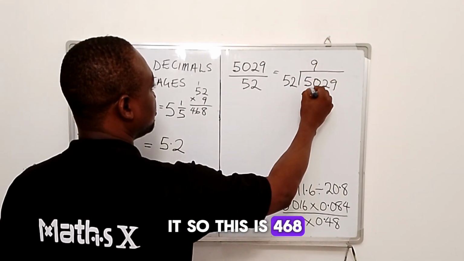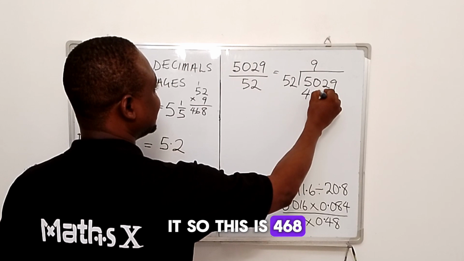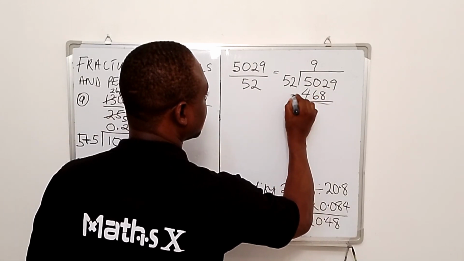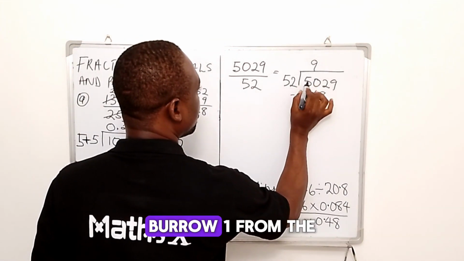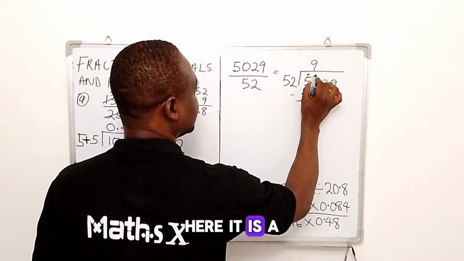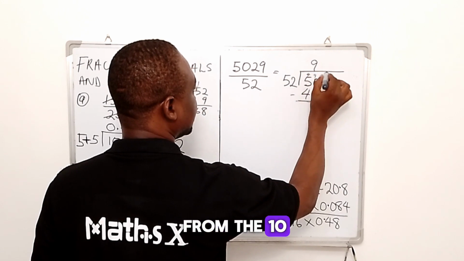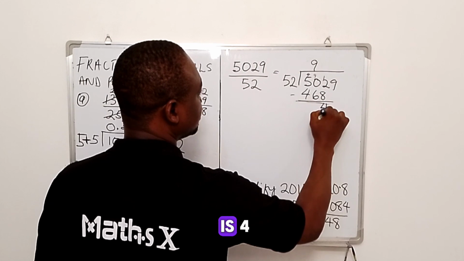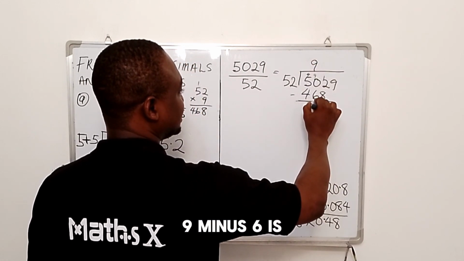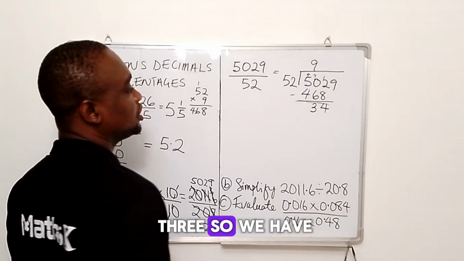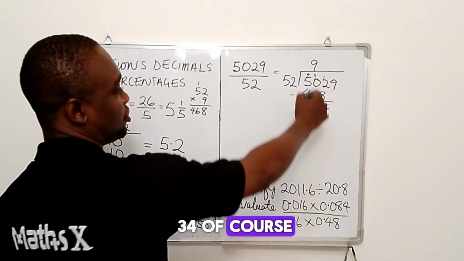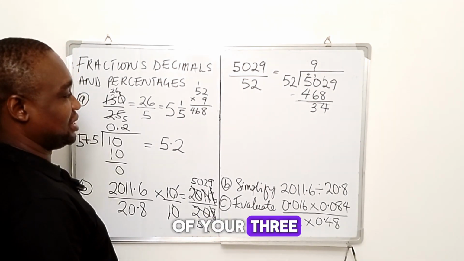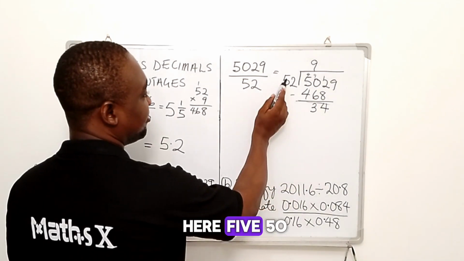So this is 468. We subtract. Borrow 1 from the 5 here, we have 4 here, there's a 10 here. Borrow 1 from the 10 here, we have a 12 here. So 12 minus 8 is 4. 9 minus 6 is 3. So we have 34. Of course, this will be a 0 here, so no point in writing a 0 in front of your 3. So we have 34 here.